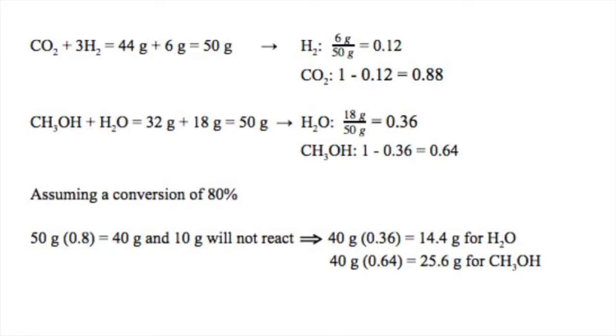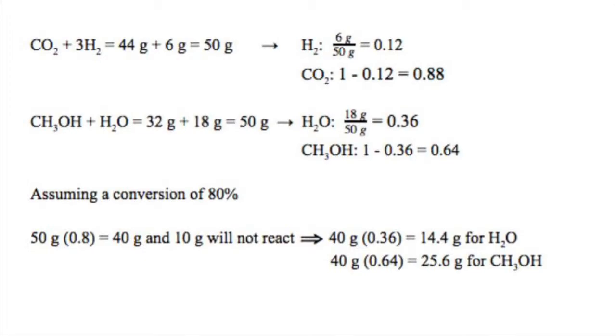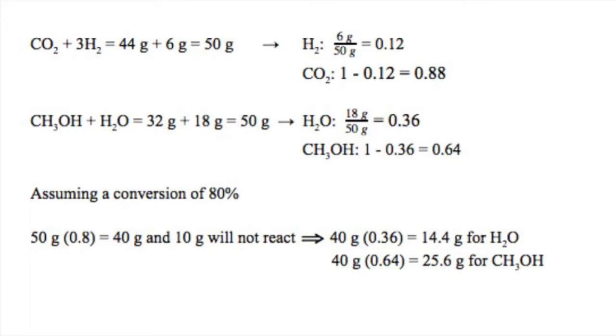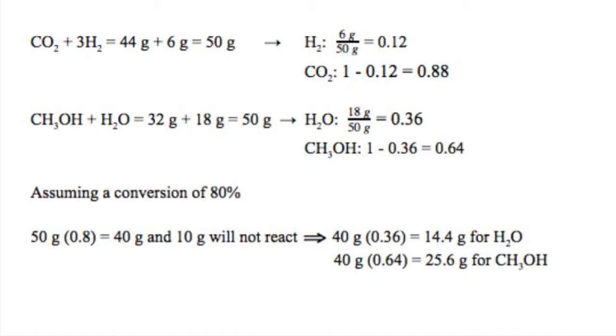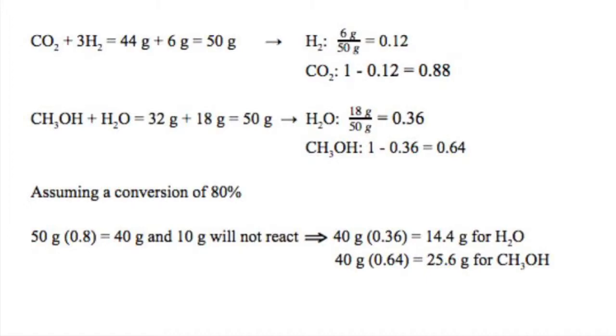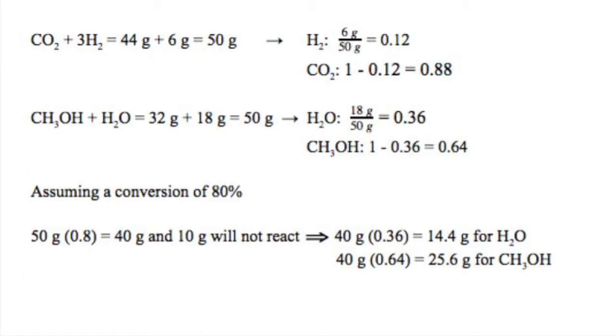Then, for the mass balance, it is suggested to begin with an arbitrary amount of mass in order to obtain the proportions or concentrations. By adding hydrogen and carbon dioxide, the reactants, we had 50 grams. Then, we made a relation in order to know the molar fraction of both of them. We did the same with the products, having the same amount of 50 grams. Assuming a conversion of 80%, we obtain that 10 grams of reactants will not react. In this manner, we obtain how many moles or quantity of products we will have.